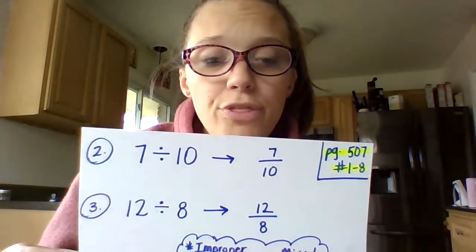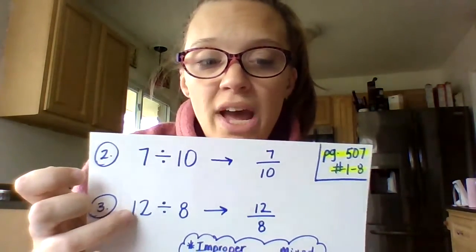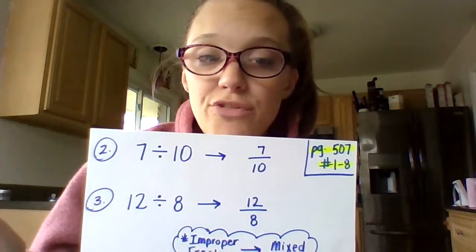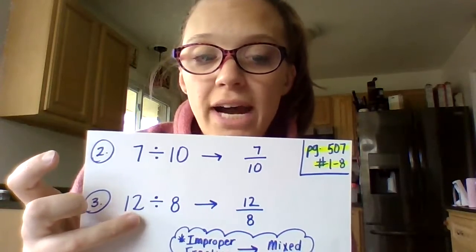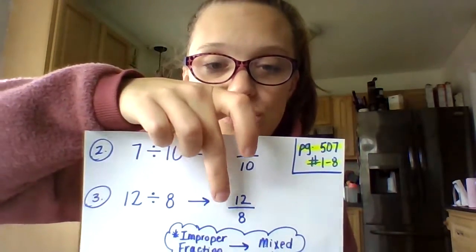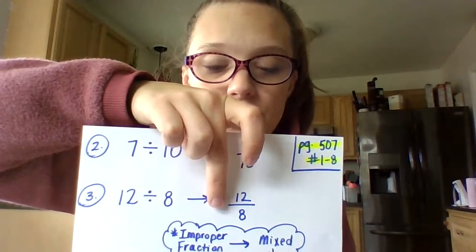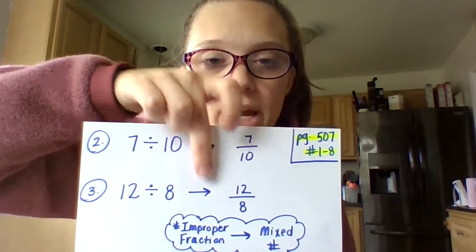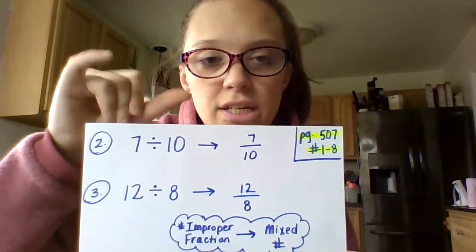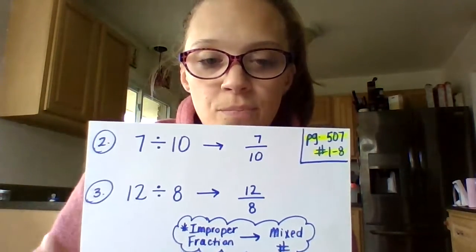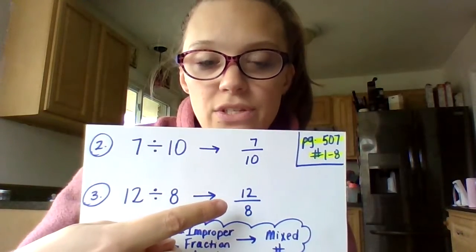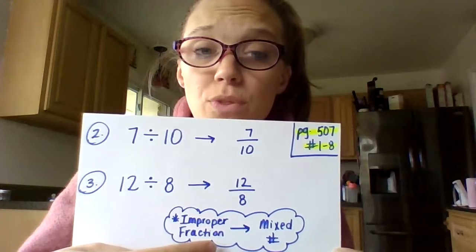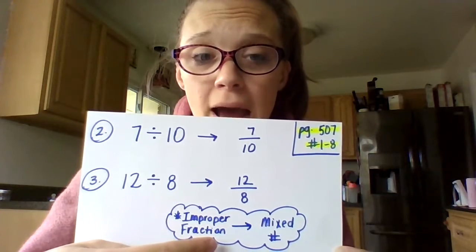All right, number 3, they gave you 12 divided by 8. Same idea. Division is related to fractions, right? So 12 divided by 8 as a fraction reads 12 eighths. 12 over 8, 12 eighths, 12 divided by 8. Okay, fractions and division go hand in hand. Now with 12 eighths, we know that this is an improper fraction. An improper fraction is when the numerator is greater than the denominator.